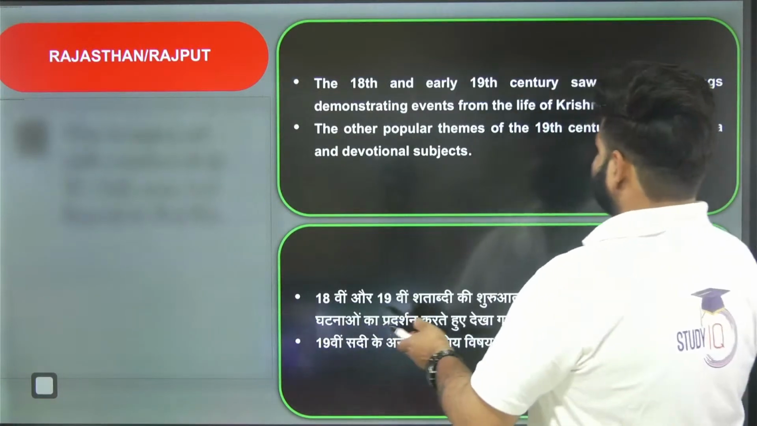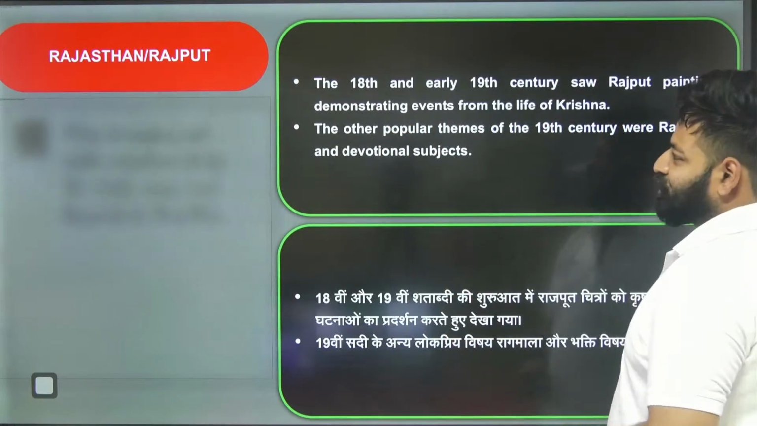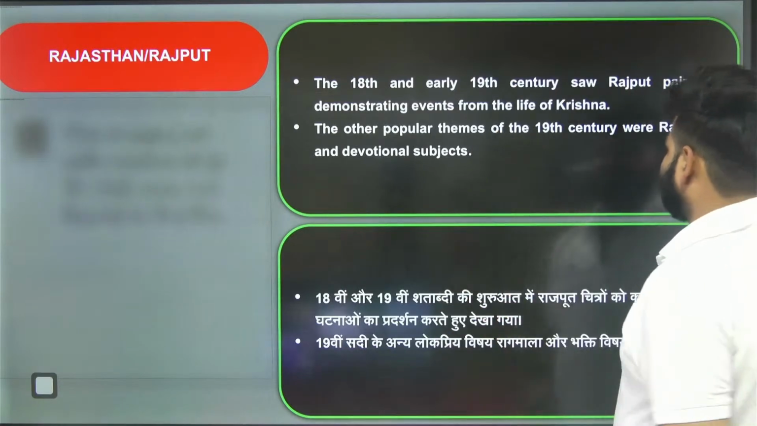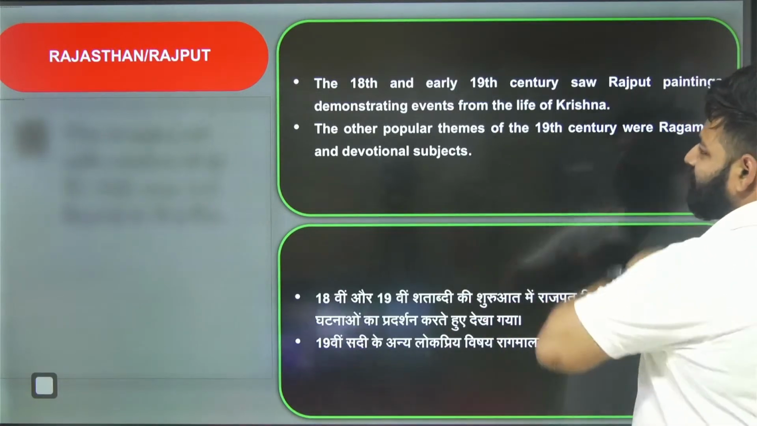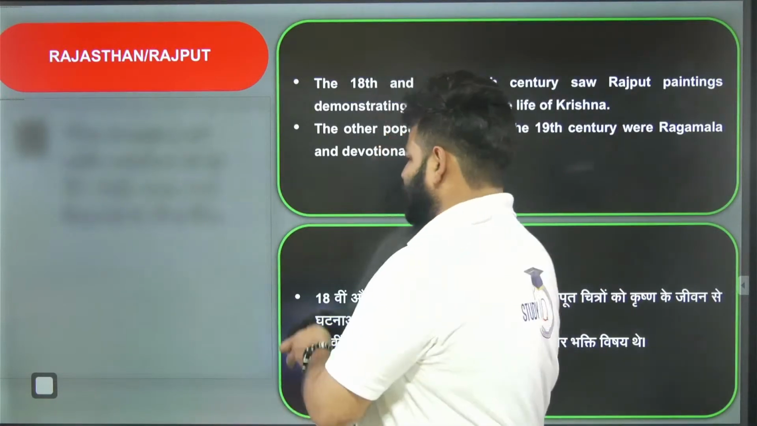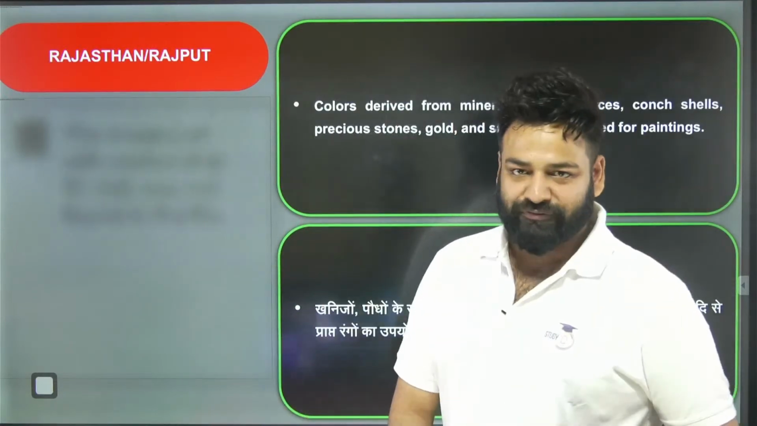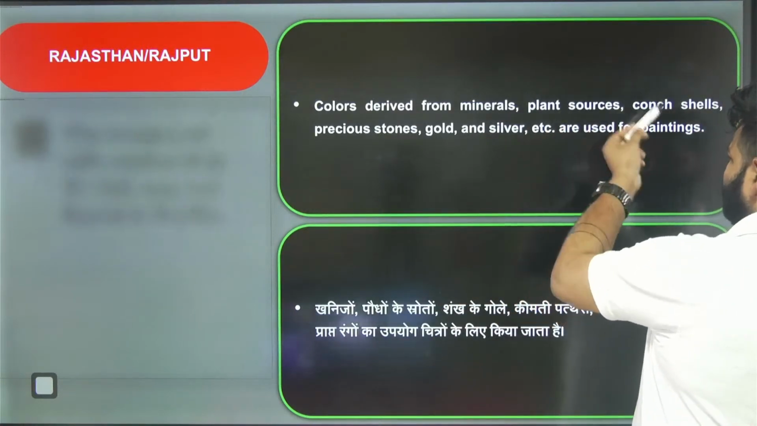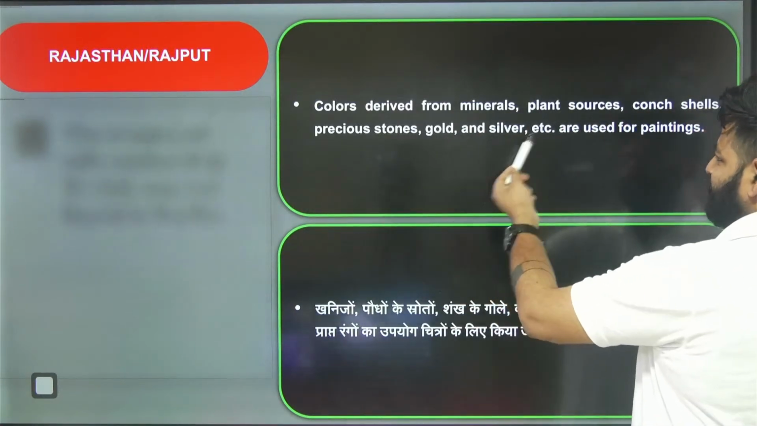So, the 18th and 19th century saw Rajput paintings demonstrating events from the life of Krishna, and other popular themes of the 19th century were Ragmala and some devotional subjects. Simply speaking, in the simplest way, we can say that colors derived from minerals, plant sources, conch shells, precious stones, gold and silver, etc.